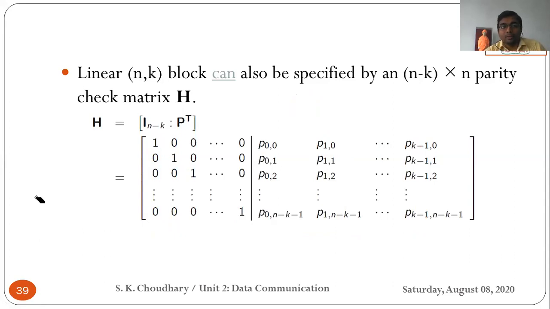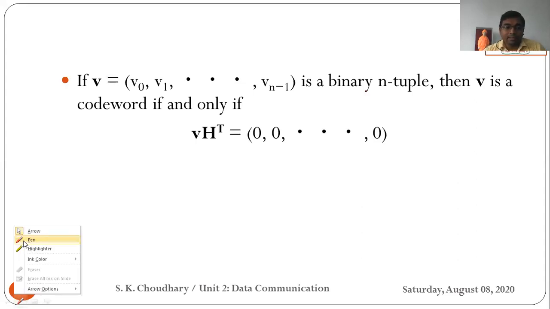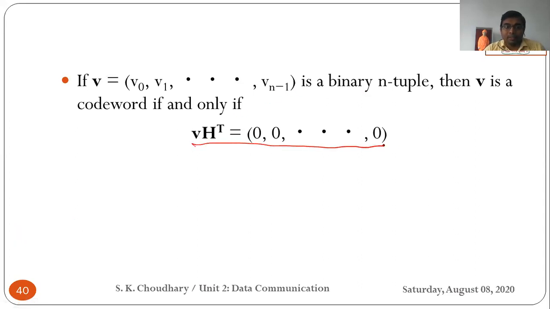Okay. Now we have to move further. If V is equal to (V0, V1, up to V_{n-1}), because V has n bits, it is a binary n-tuple. V is a code word if and only if it satisfies this condition. This is a very important condition for V. Only if it satisfies this condition can we say that V is a valid code word. V H^T equals zero. Again, we have taken the transpose of H here. Remember this, it is one of the conditions.